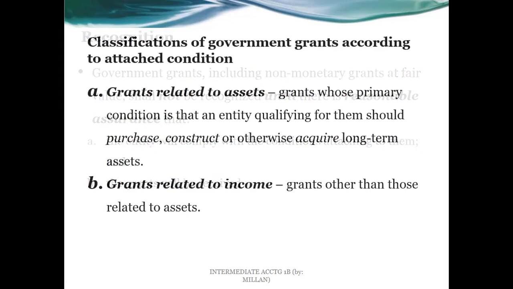Then, classifications of the government grants according to attached condition. The grants could be related to assets, wherein the primary condition is that an entity qualifying for them should purchase, construct, or otherwise acquire long-term assets. Hence the term related to assets. So whatever amount is to be given, the condition is that the entity should acquire certain assets. And then grants related to income, other than those related to assets. It could be other conditions attached, like money is given in order to finance or support certain calamities.